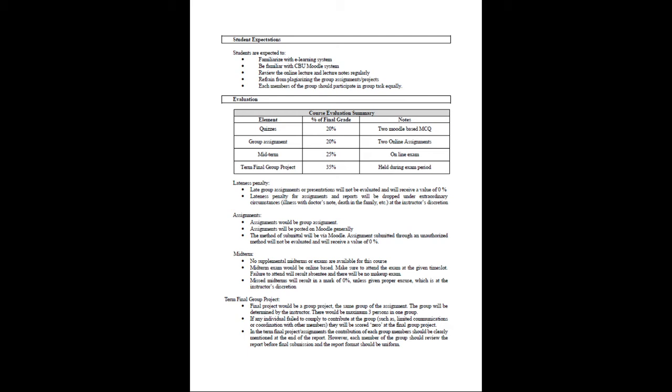Let's talk about the lateness penalty. If you are late for the group assignments, it will be penalized and you will receive 0. But if you have any extraordinary circumstances, for instance, you are very sick and you have a doctor's note, or you have to attend an obituary, or any critical illness of your immediate family or something like that, then under my discretion, you can be excused. So that is about that.